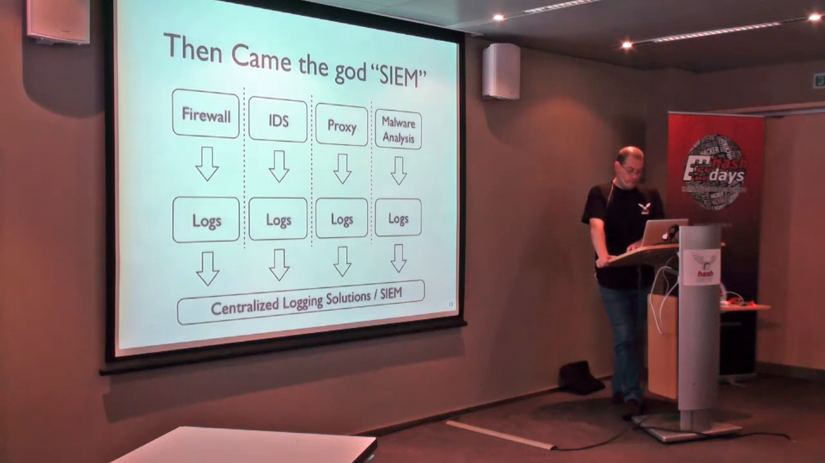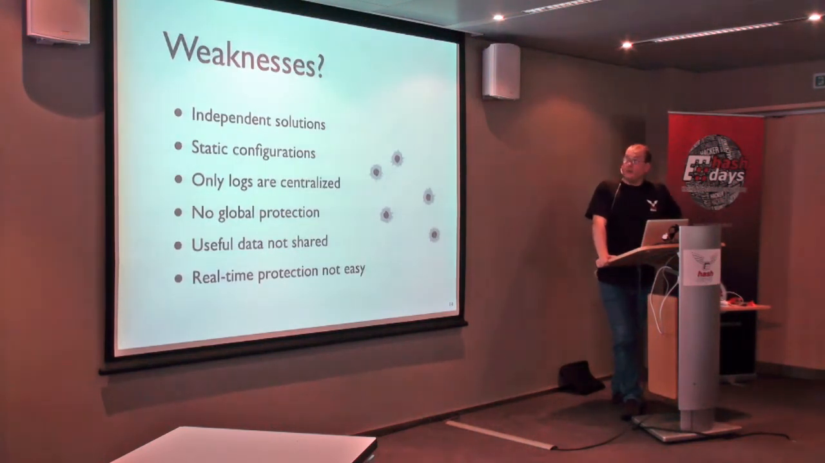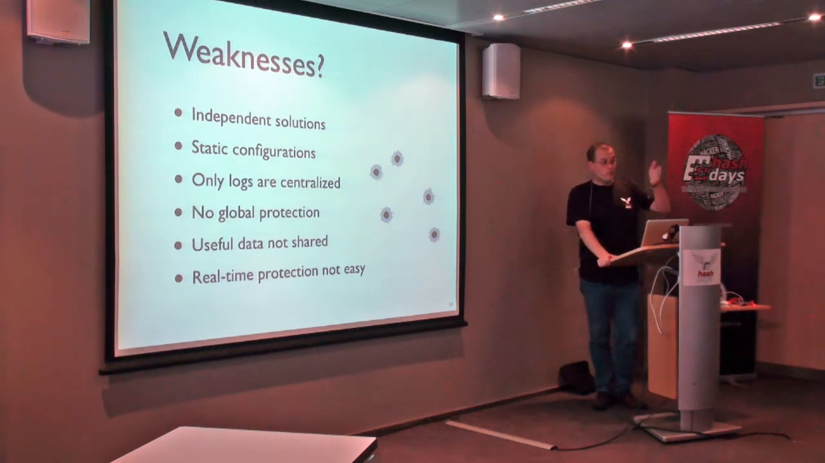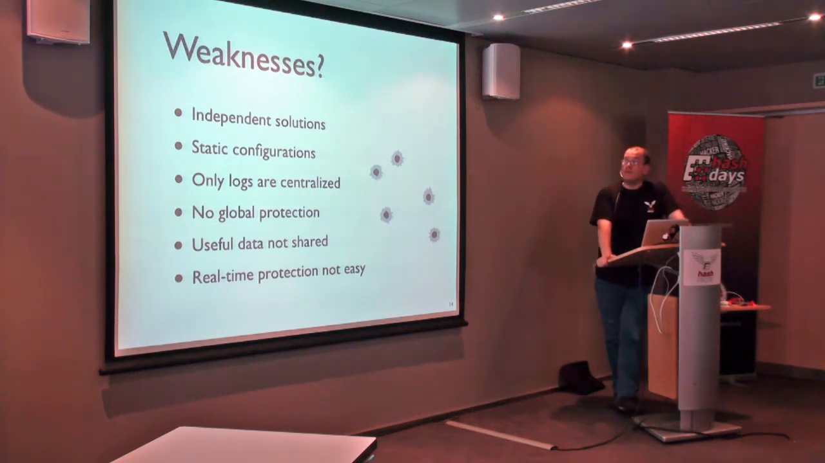But we have weaknesses. That's a resume of the previous slide. First, we have independent solutions. Remember the red dotted lines. It's impossible at the moment to make those devices talk to each other. We also have static configurations. If you need to change something in a firewall, you need to fill a change request. It must be approved by a manager or a team leader, who will pass it to the guy having hands on the keyboard to perform the changes. It's a very huge process. Only the logs are centralized. So the real data and the actions that we could take are not centralized at the moment.